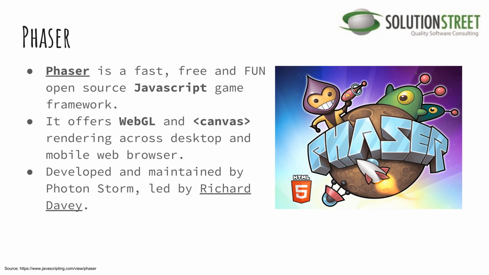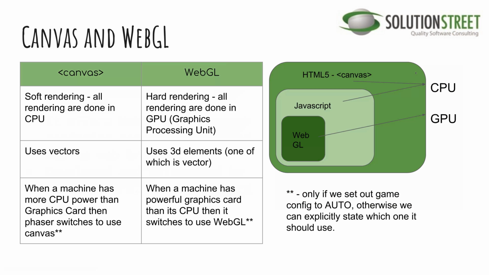Going back to the second bullet, it offers WebGL and Canvas. I just want to ask who's familiar with HTML Canvas and WebGL. Yeah. If you've attended my first two tech topic presentations, I've talked about that. But let's do a quick recap. What's the difference between Canvas and WebGL? With Canvas, we're doing soft rendering, so all of the rendering is done in the CPU. While in WebGL, even though WebGL uses HTML Canvas, it just uses it as a window. It's not really using the CPU. All the rendering is done in the GPU, or graphics processing unit.